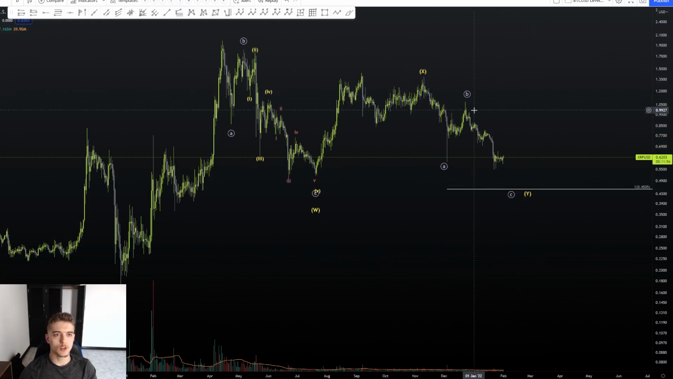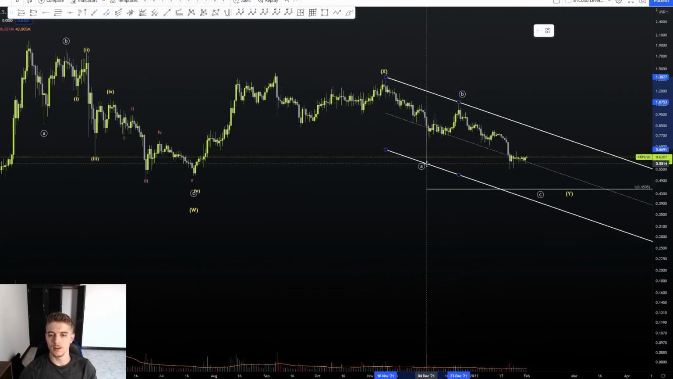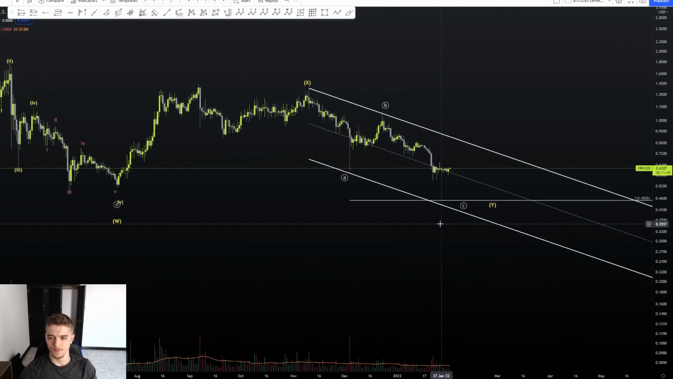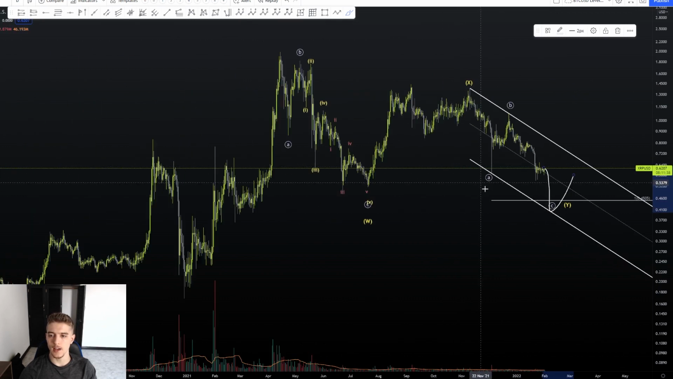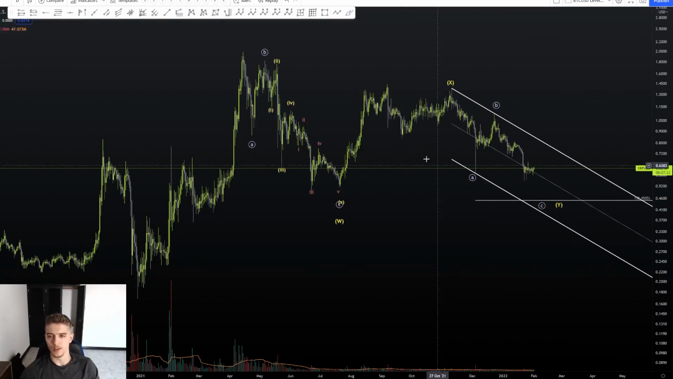And something else we could be looking at would be a channel taken from the beginning of wave A, then pulled across the top of wave B, then down to the bottom of wave A. And we could also expect it to come down somewhere near the bottom of this channel. So we could do something like that and then make our way up after we complete this wave Y. Okay, so some other targets we could be looking out for would be right here.